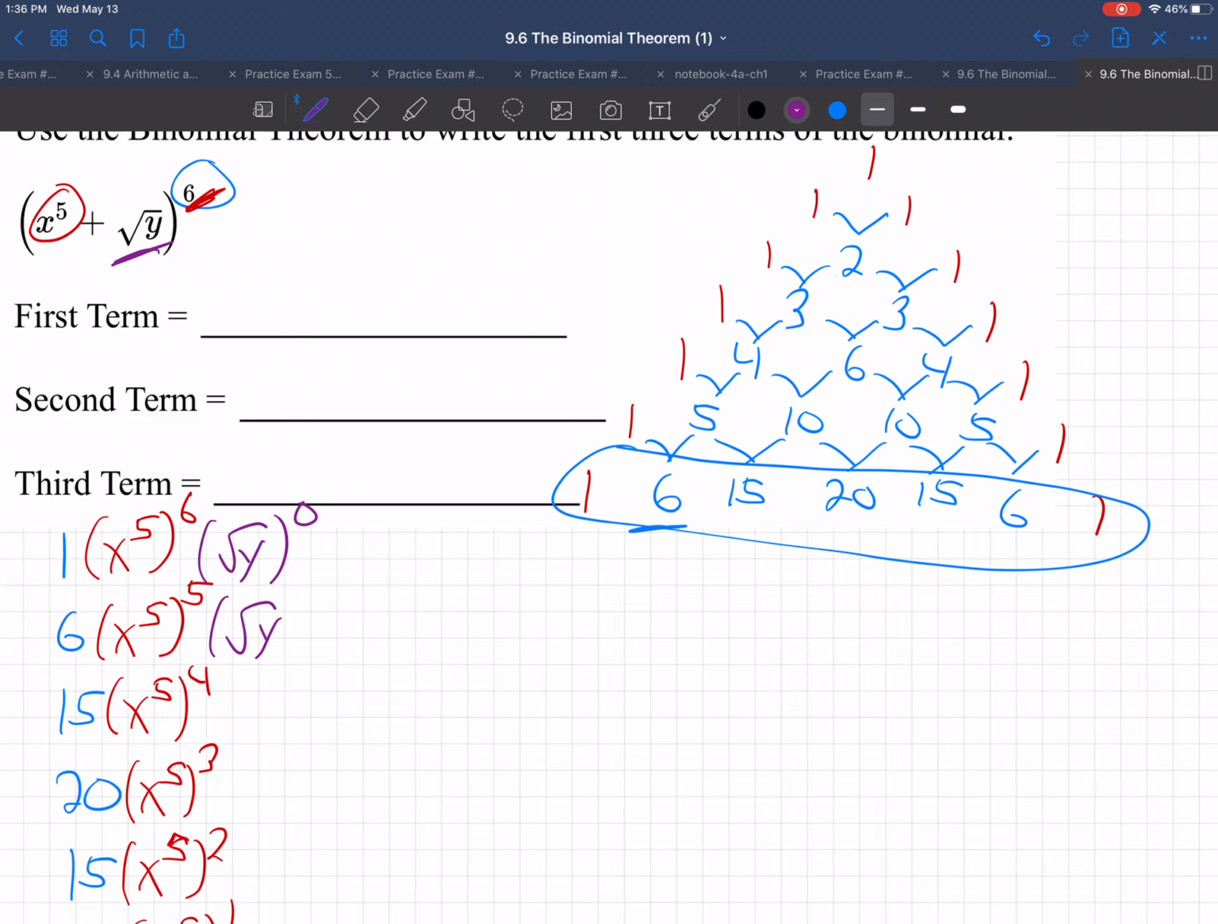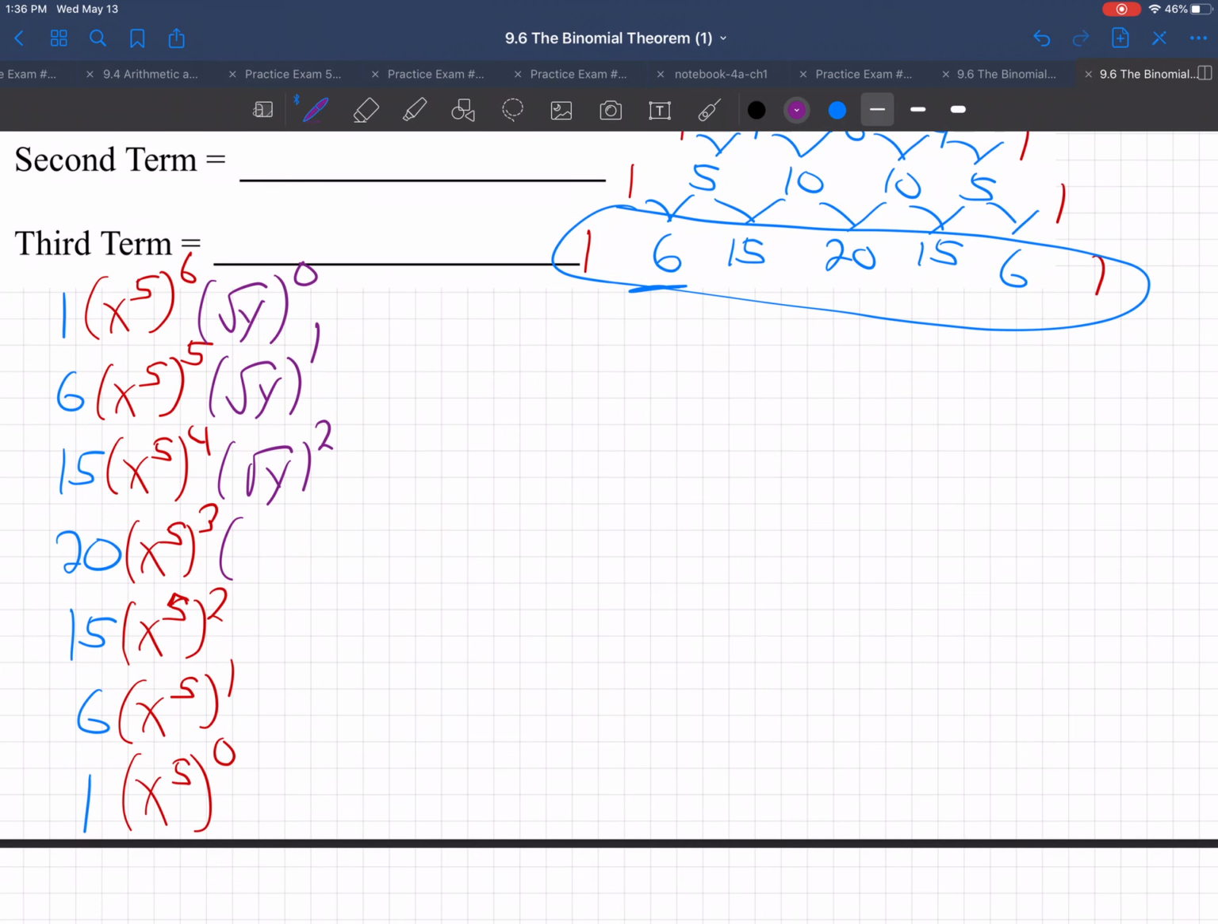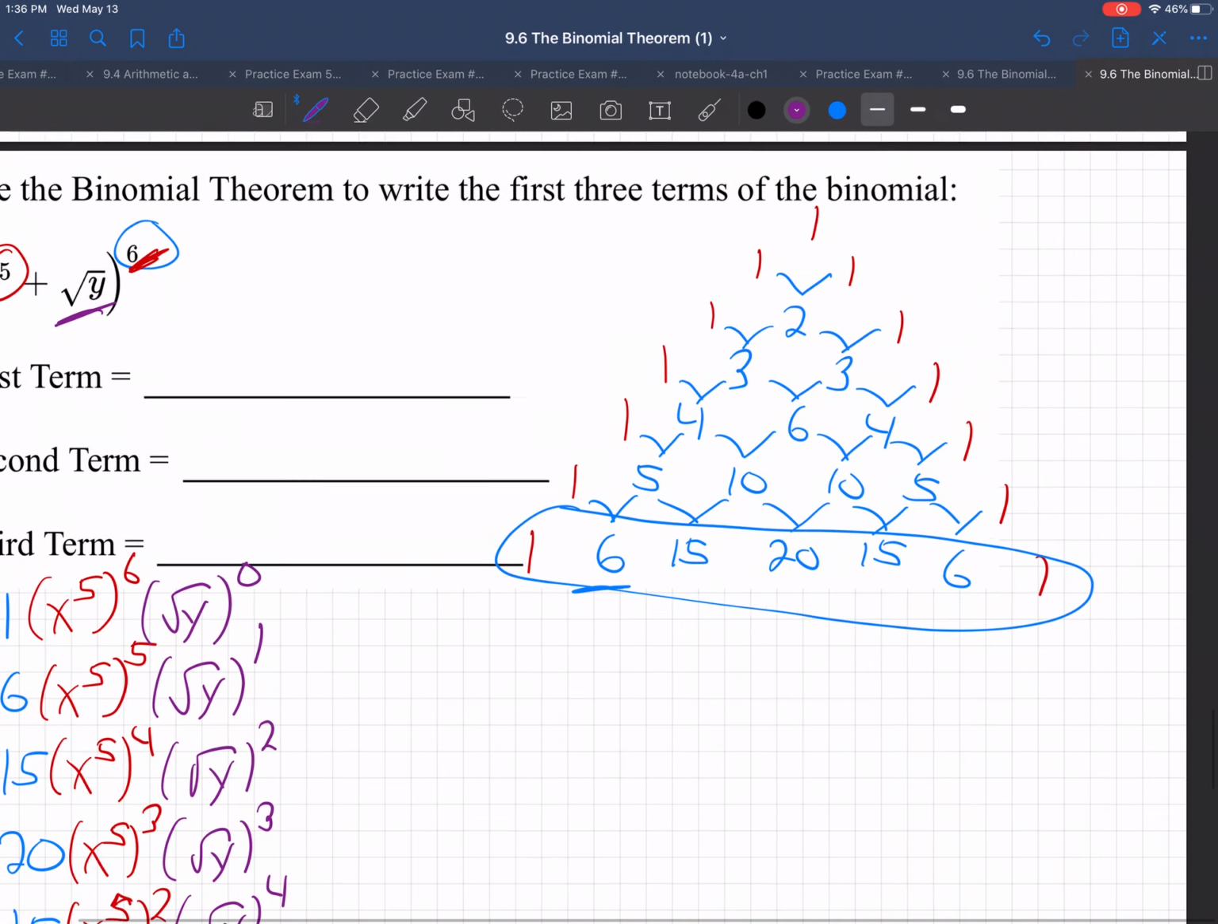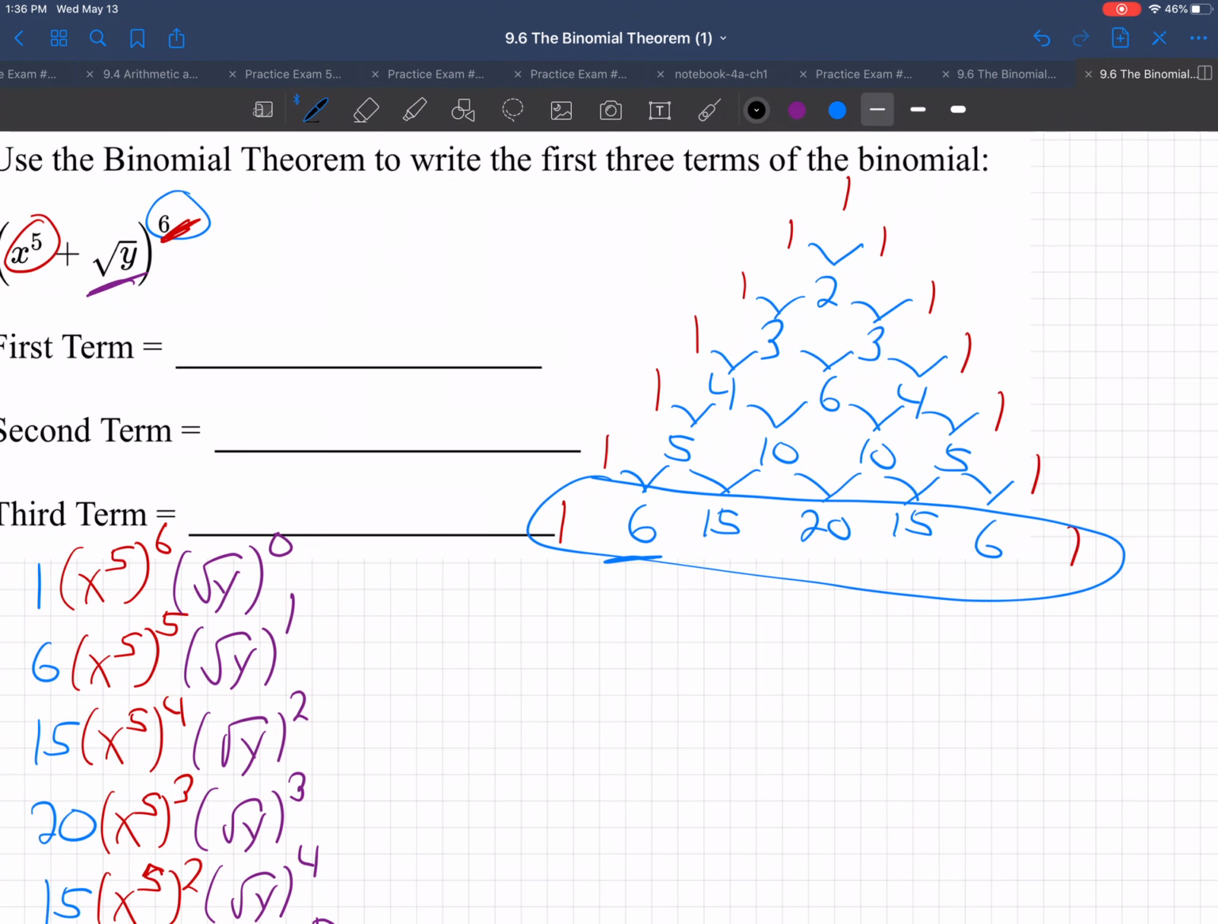You start with 0, 1, 2, it goes up, right? The second term goes the opposite direction. It goes up. There we go. Okay. Now they want us to crank out the first three terms.